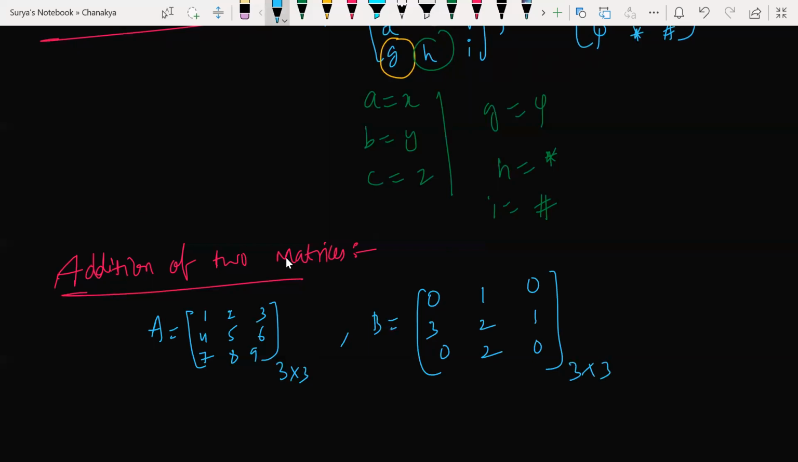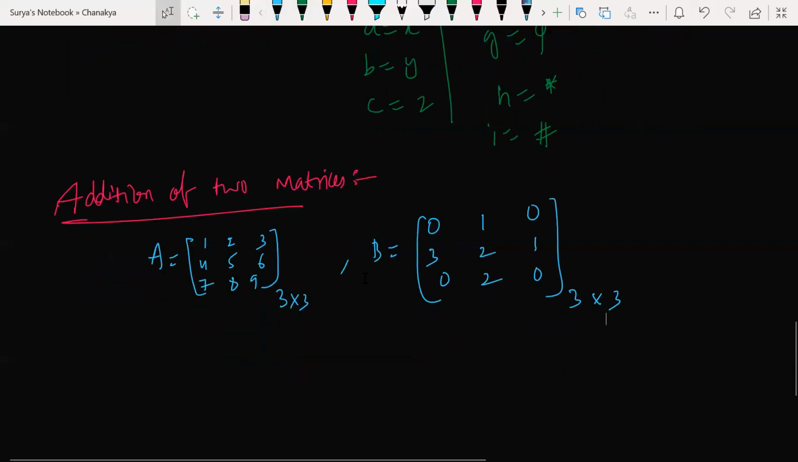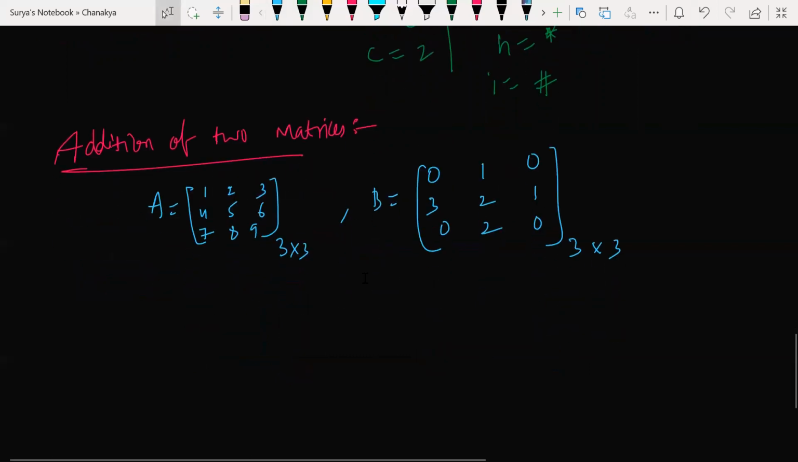Now what is the order of the A matrix here? 3 by 3. What is the order of the B matrix here? 3 by 3. All right. If two matrices A and B are of the same order, m by n, then the sum, if we add these two, what do I get? I'll be getting a 3 by 3 matrix only. How?